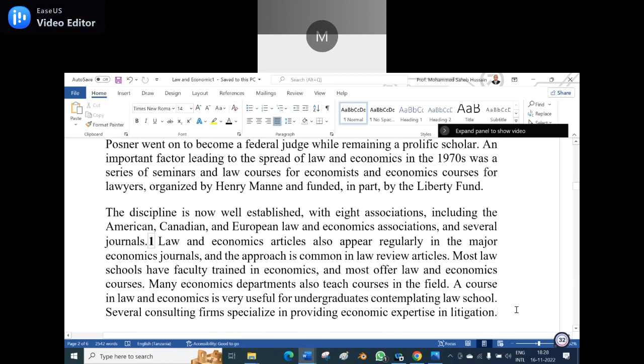So this discipline is now well established, with associations including the American, Canadian, and European Law and Economics Associations, and several journals. So now it is widespread, because if justice is given to you after 30 years, when you are no more over there, is it justice?